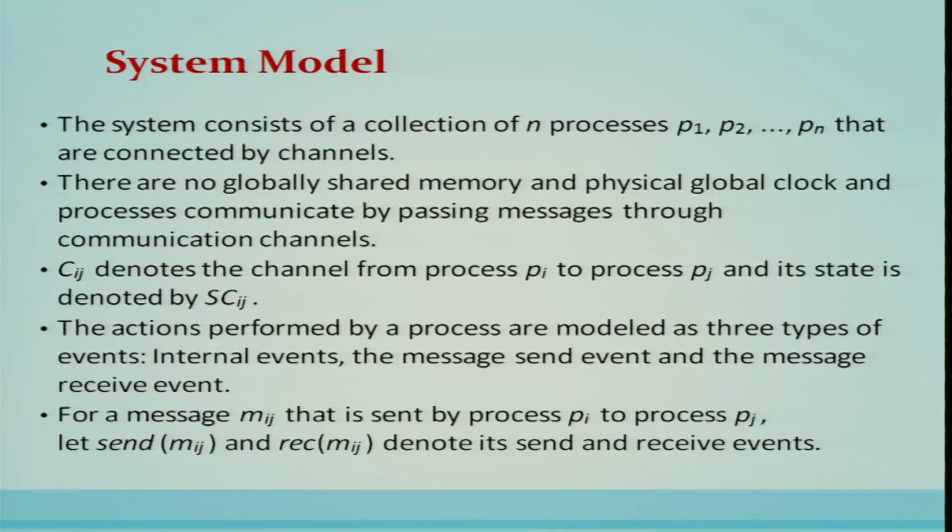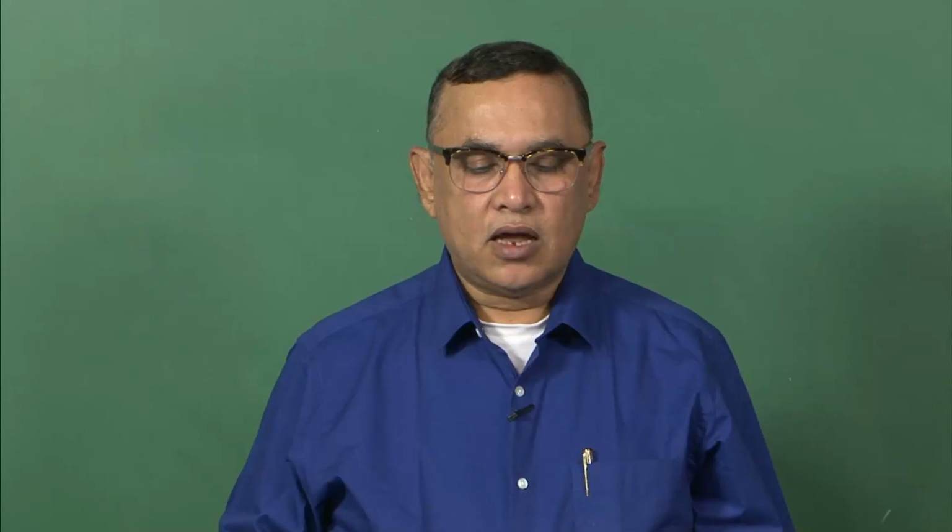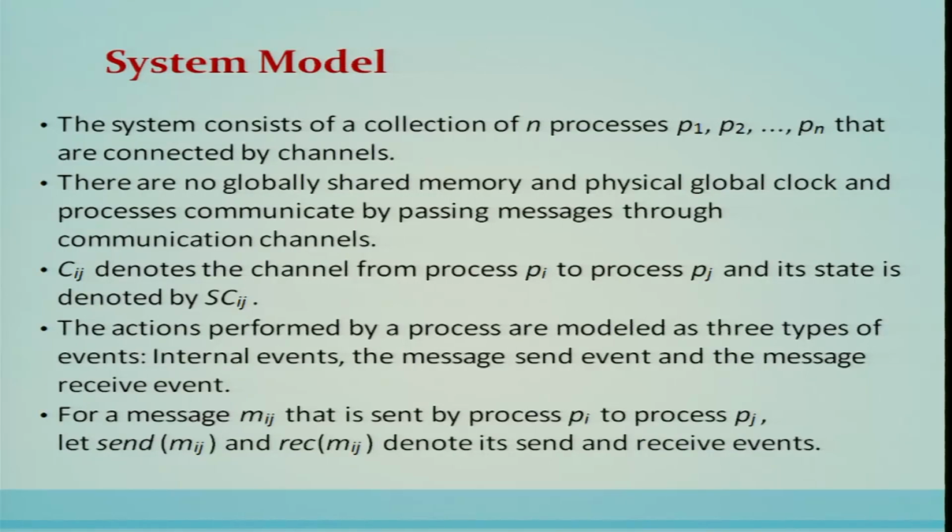System model, which we are going to consider in this algorithm design. The system consists of a collection of n processes P1 to Pn that are connected by communication channels. There is no globally shared memory and no physical global clock, and the processes communicate by passing messages through the communication channels. The communication channel is modeled by Cij, the channel which connects process i to process j, and its state is represented by SCij.